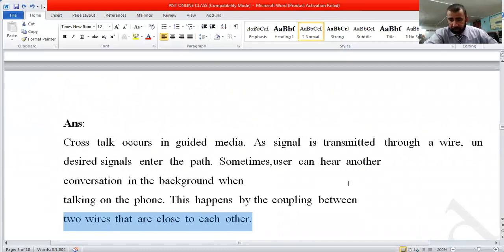I think today this one is enough. We have studied the next 4 questions. Tomorrow, inshallah, we will complete the short question answers, then we will discuss the long question answers.